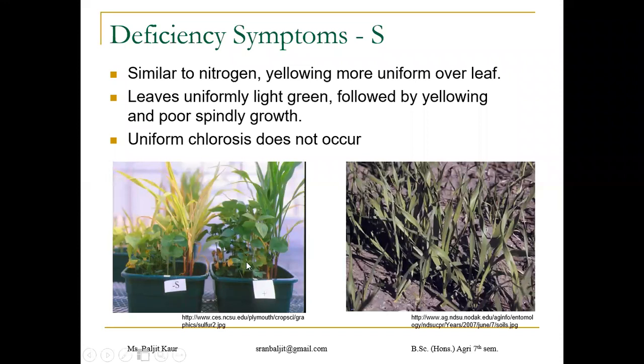In these pictures, the first one has deficiency of sulfur, and in the other picture sulfur is supplied, right? So you can see the difference. The first one is showing the symptoms of deficiency, right? So yellowing of the plant is shown.